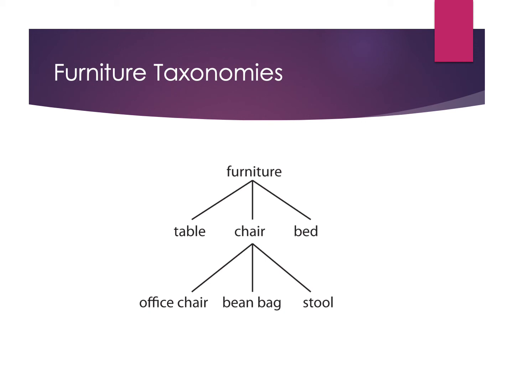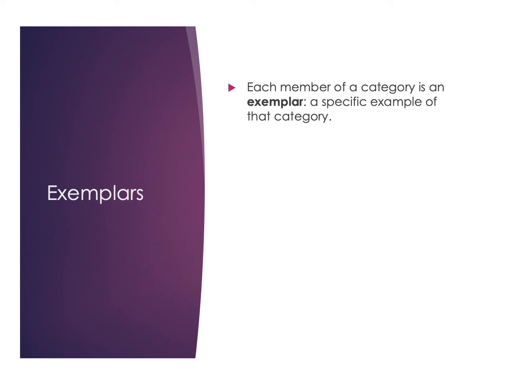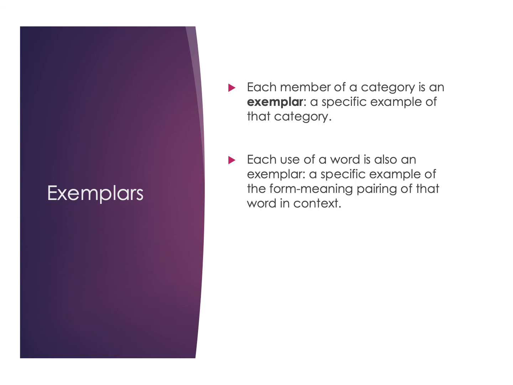And then the last section that we'll talk about for semantics is prototypes and exemplars. And so an exemplar is just a member of some sort of category. It's a specific example of that category. So if I show you a bunch of different birds, each time I show you one, it would be an exemplar of bird, of the category bird. So each use of a word is also an exemplar of that specific form and meaning pair for whatever that word is doing in context.